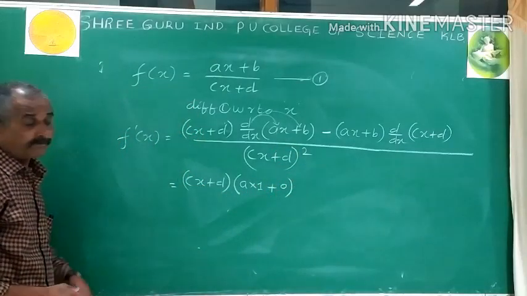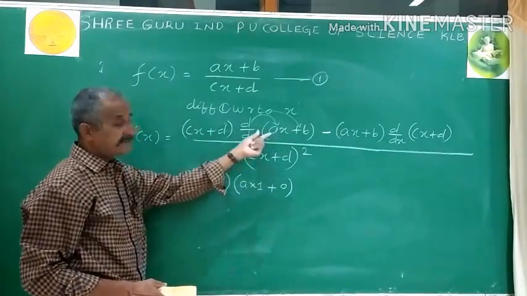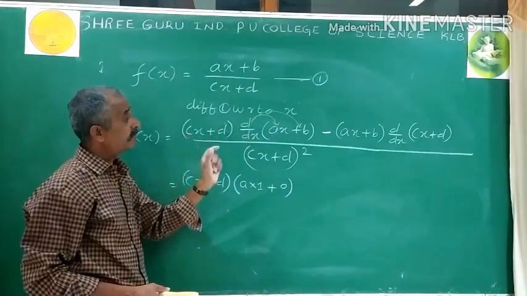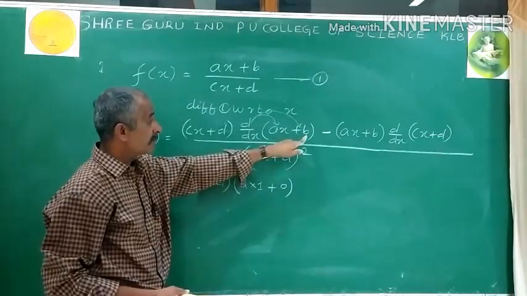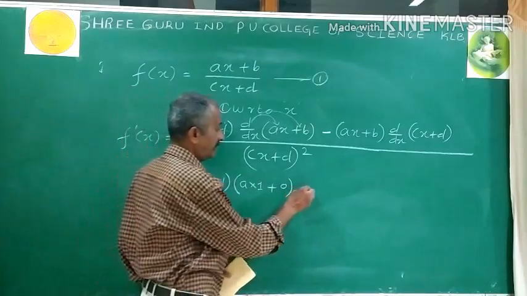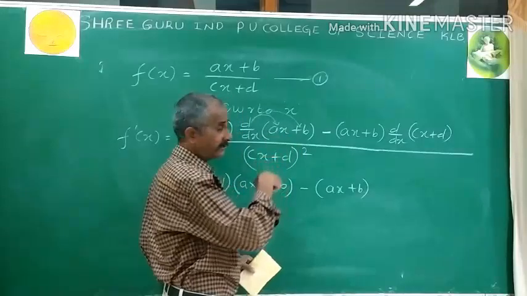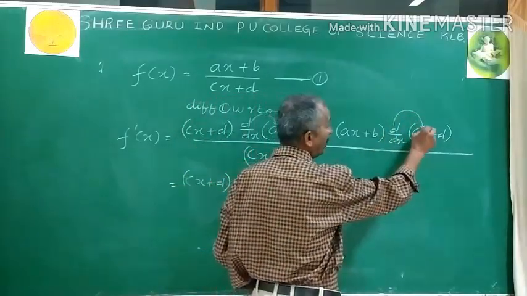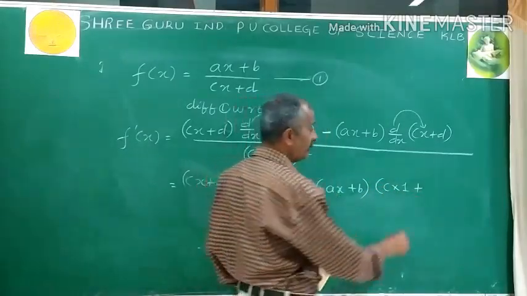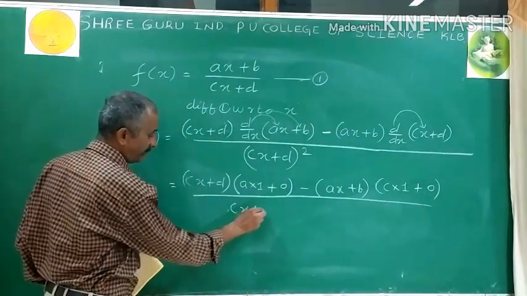Here some of you will get confused: sir, even though a is a constant, why not write 0? A is a constant, no doubt, but it is multiplied by x, so it becomes a multiplying constant, not a pure constant. Whereas b is a pure constant, that's why its derivative is 0. Minus (ax plus b) multiplied by, like in the earlier step, the derivative of cx will become c into 1 plus the derivative of d will become 0, whole divided by (cx plus d) whole square.